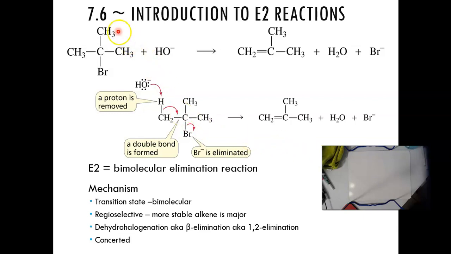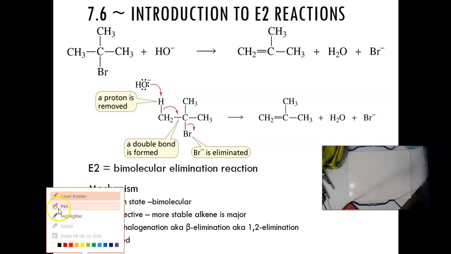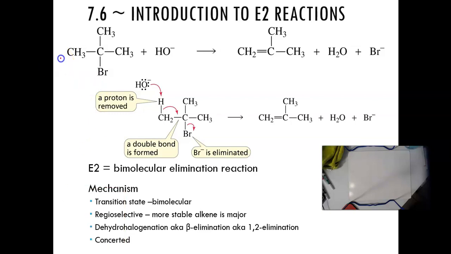So here is our substrate, and remember we defined this last time as our carbon structure that is connected to our leaving group. This portion is our leaving group. And then within an E2 reaction, we're going to react it with base. And our base's job is going to be to remove a hydrogen on one of the beta carbons.